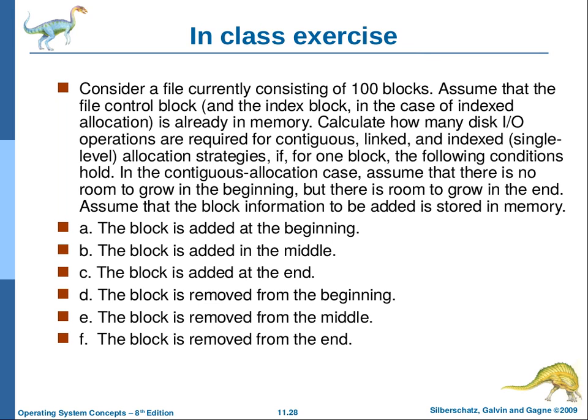The block is removed from the middle. 100? It's not added, so 99. Because we're saying the 50th block, you'd read 49 and write 49, and then one extra. We'll stick with 99 for now. I'd probably accept that on an exam. The block is removed from the end. 1. All right, contiguous. Let's see how close we were.